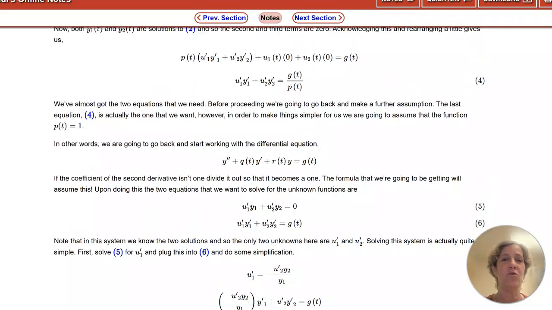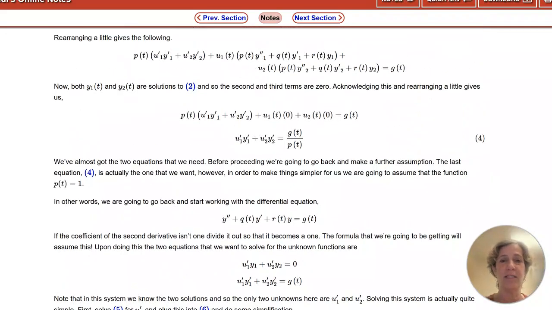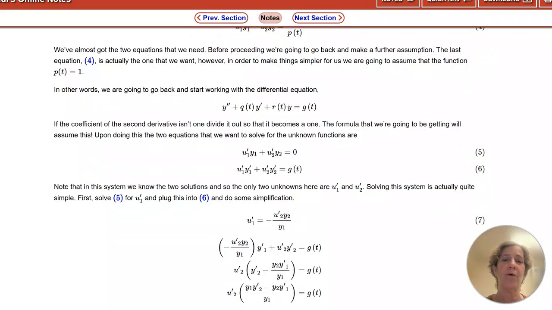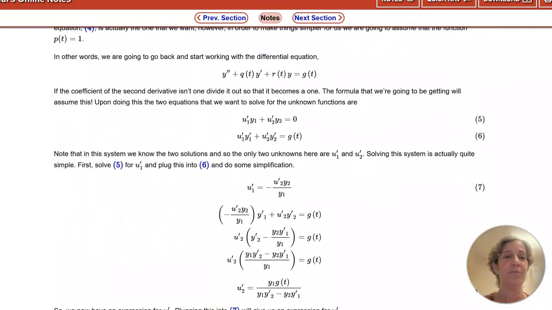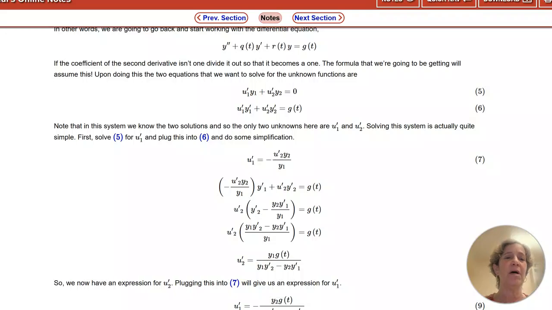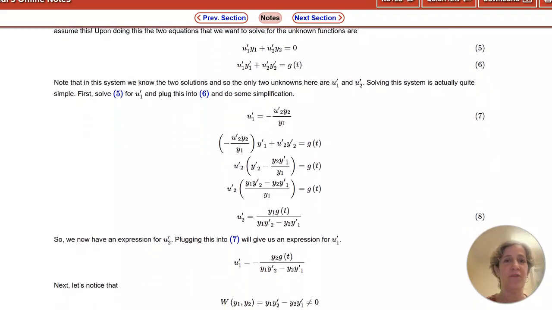And then after solving and plugging everything in and simplifying, we have u1 prime y1 prime plus u2 prime y2 prime equals g of t, because again, we are assuming p of t is 1. Which is a reasonable assumption because if it was not 1 to begin with, I can always divide through by p of t. So now I have a system of two unknowns with two equations, so we can solve it. Again, it's a system of differential equations, but hopefully we can solve it. Our goal is to find u1 and u2. So here we're just going to do an algebra system of substitution. We solved the first equation for u1 prime.